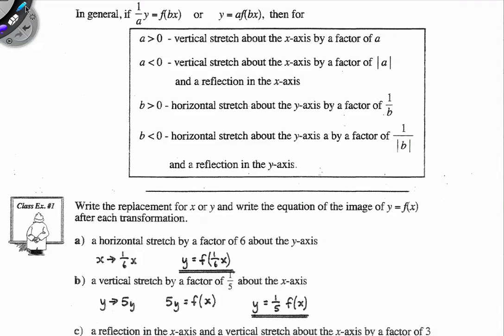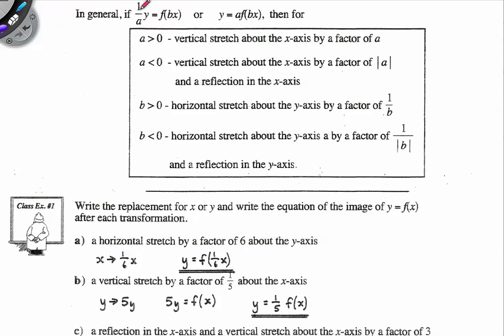Okay, so just to recap then, in general, if the equation is written either as 1 over a, or in other words a multiplier here, times y equals f of bx, then the way we look at this multiplier, either here in front of the y or the b, is that it seems opposite to what you'd expect.